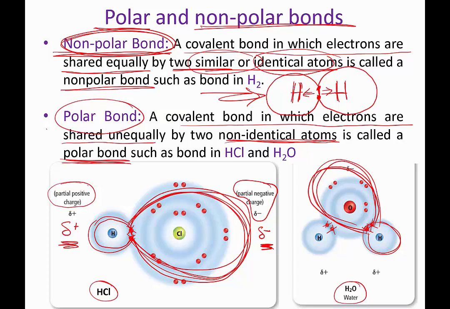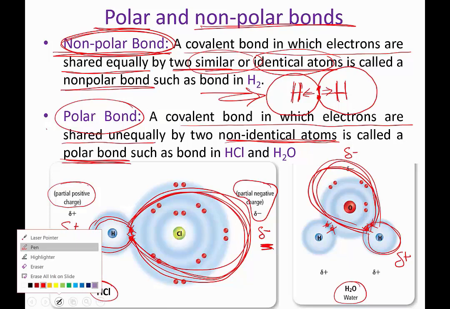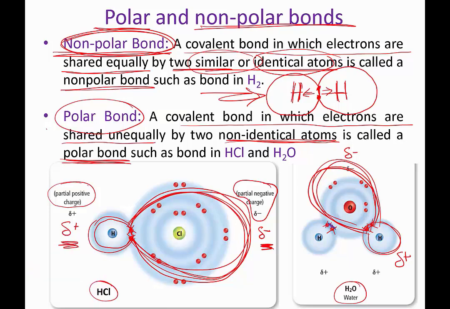So oxygen turns to be more negative, and hydrogen turns to be more positive. Also for the other hydrogen, they share the other two electrons. So the oxygen will pull them most of the time, and the hydrogen will pull them a little bit less than oxygen. So oxygen in this bond turns to negative, and the hydrogen turns to positive. Delta plus and delta minus.